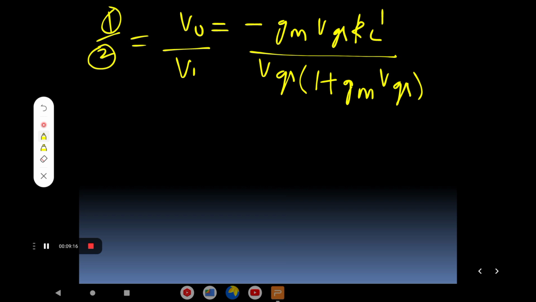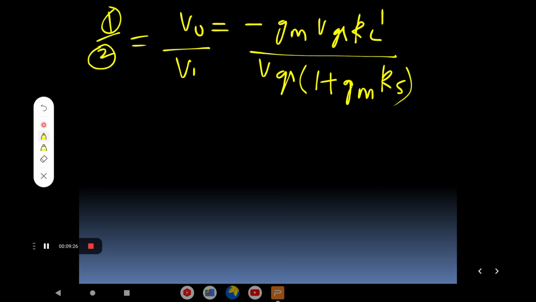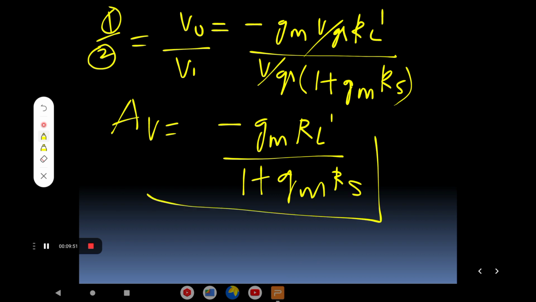GM is already taken as a common value, right? So let it be struck out for this one. GM into VGS is already common, therefore the remaining term is RS, the source resistance. This is the only variation. So VGS and VGS get cancelled. Therefore, the voltage gain is V0 by VI, which is equal to minus GM into RL dash divided by 1 plus GM into RS. This is a very important formula.